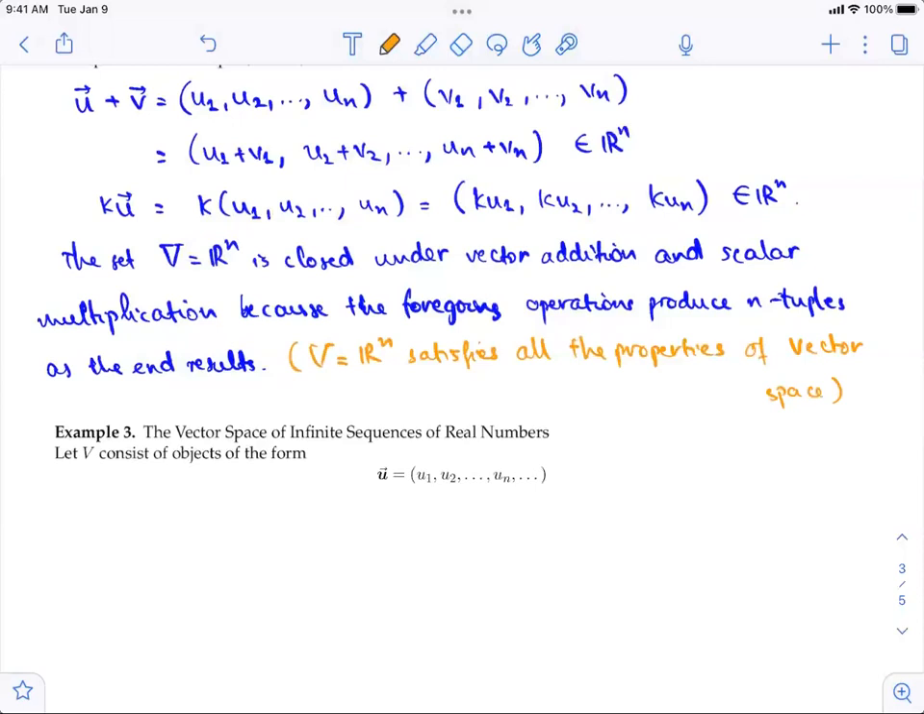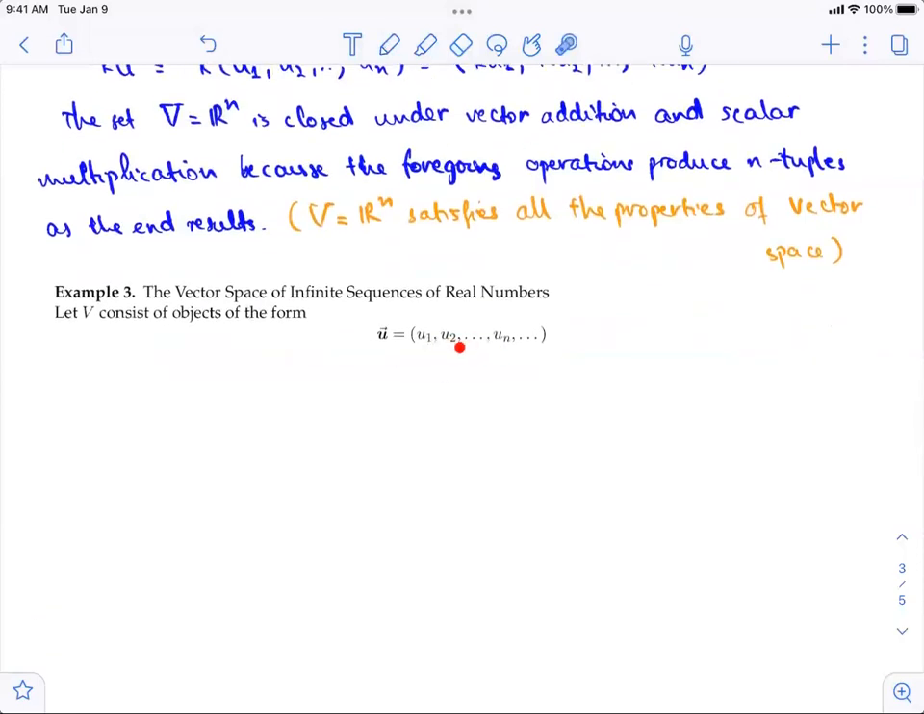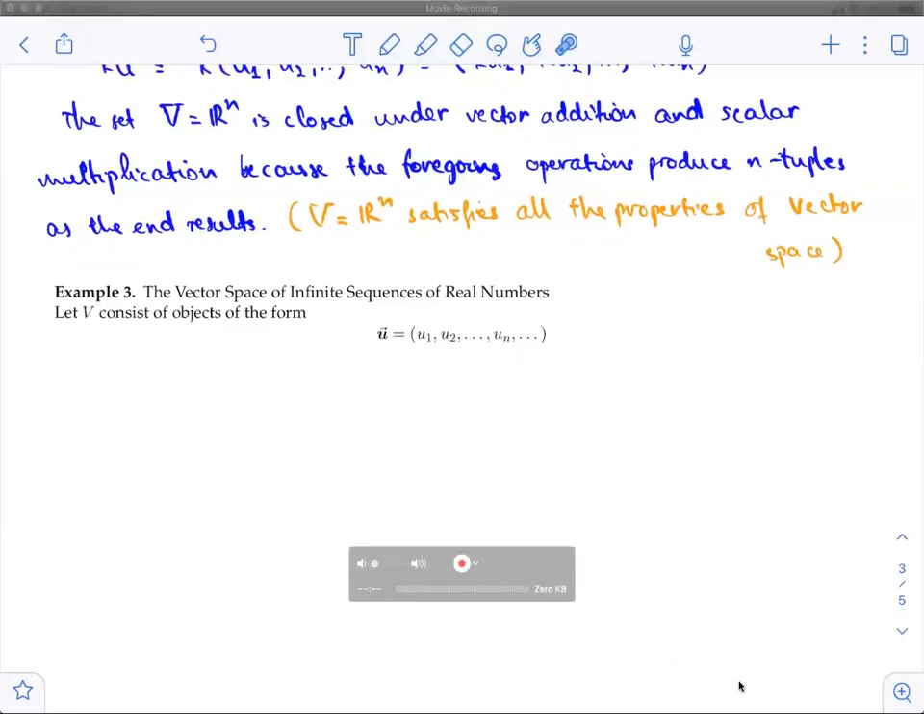Okay. Now, in the next example, you have the vector space of infinite sequences of real numbers. So let V consist of objects of the form: this vector is defined as follows, u = (u1, u2, ..., un, ...), so on and so forth. There are infinitely many numbers here. Therefore, the idea of infinite sequences.